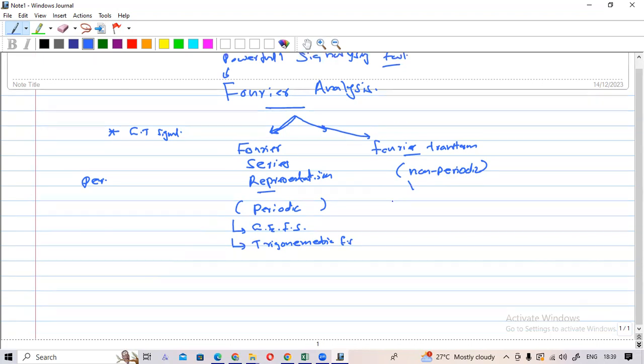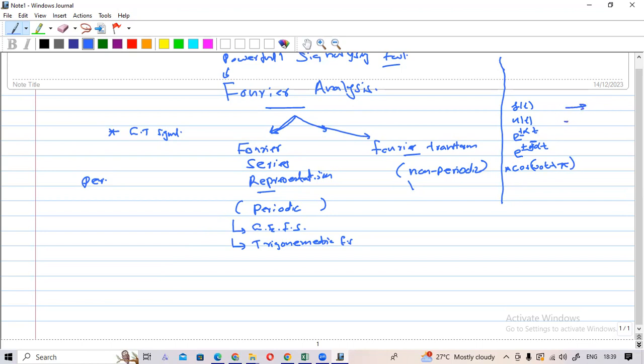I also explained the basic concept behind this Fourier series analysis. We have learned 5 basic signals: unit impulse signal, unit step signal, complex exponential signal, e to the power j omega t, and sinusoidal signal. These 5 signals we have learned as the basic signals.